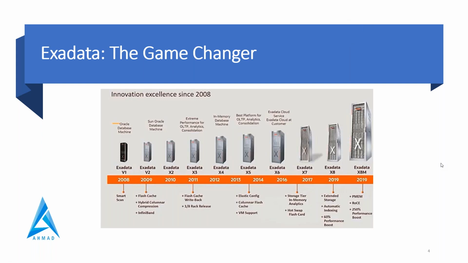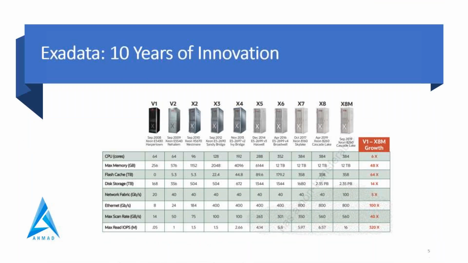So right now Exadata X8M is all about a 250% performance boost. That is the major hit in the market in terms of performance. And we have PMEM and ROCE, which we will see later. And that is the Exadata innovation from 2008 to 2019. It is almost 10 years of innovation, where we have V1 to X8M.